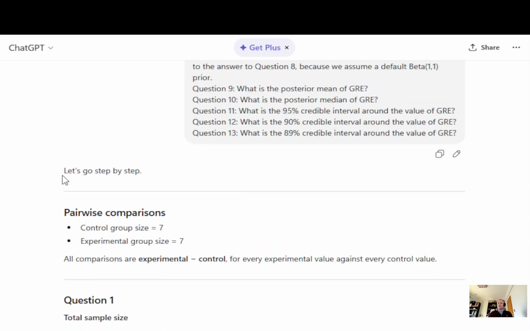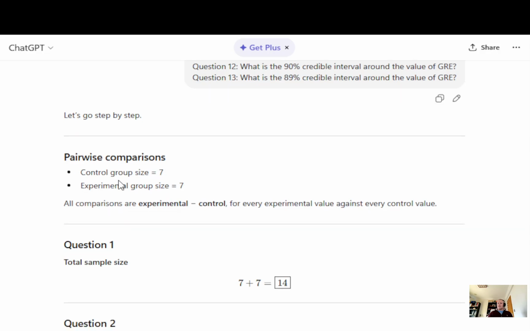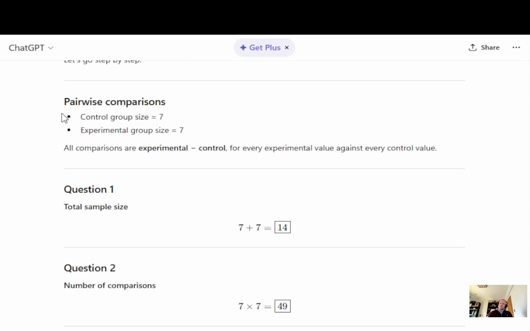So ChatGPT tells me, let's go step by step. Pairwise comparisons are asked, yes. Control group size 7, experimental group size 7. This is correct. All comparisons are experimental minus control, for every experimental value against every control value. Perfect. So ChatGPT has correctly understood the assignment.